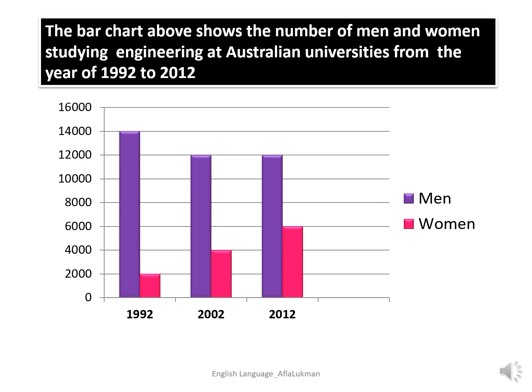The purple bars show the number of men, and the pink bars show the number of women. And the y-axis here shows the number of the students, and the x-axis shows the years: 92, 2002, and finally 2012.